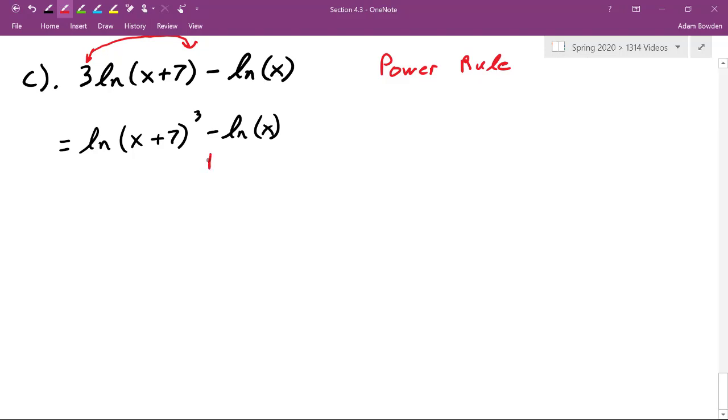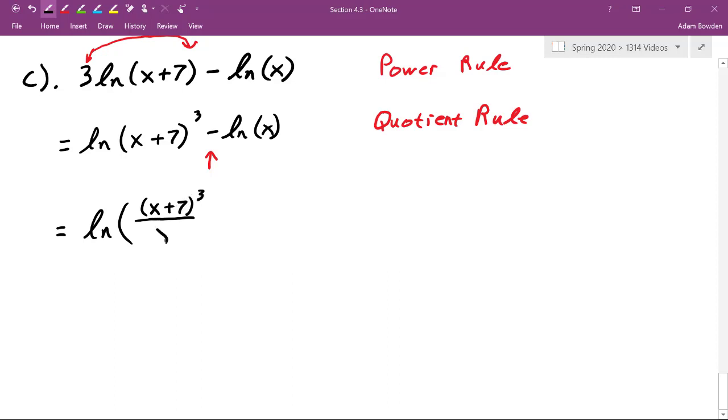Indeed, we have subtraction here, so that would go back to the quotient rule for logarithms. And so we take the subtraction, combine these together into one logarithm with division. So ln x plus 7 raised to the 3rd divided by x would be how this would combine together again.